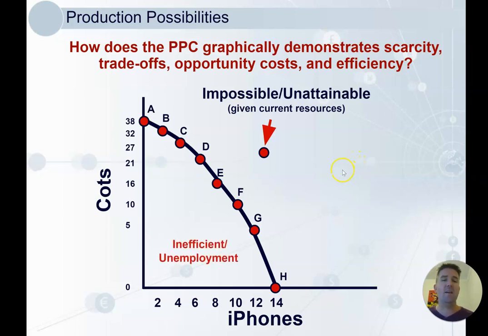And inside, it means we're not using our resources to their full efficiency. So we might have people unemployed in an economy. If they're not working and producing things, then our economy is not working at its full potential, is it? And therefore, any of these combinations on the curve must be efficient. They're using resources to their full potential and producing to our full possibilities of production.